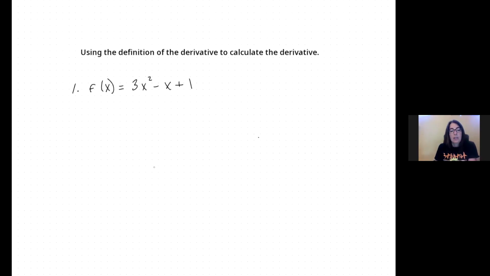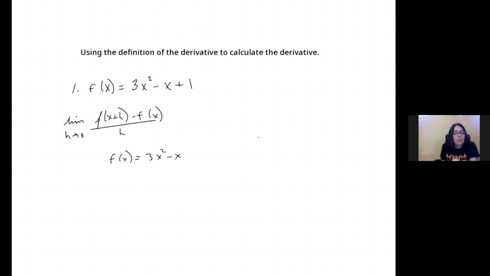Okay, so we are going to use the definition of derivative to calculate the derivative. So that is f of x plus h minus f of x all over h, the limit as h goes to 0. Okay, so the way we're going to tackle this is our original problem. I'm going to rewrite it.